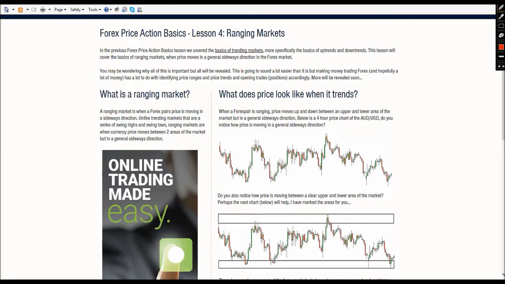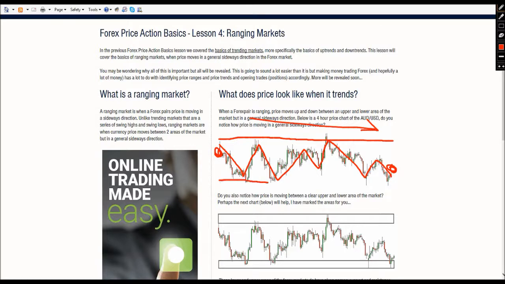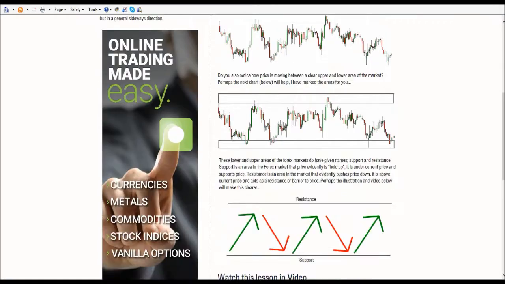Looking at the illustration here, we still have these swings in price, but they're actually moving in a general sideways direction. If we look at price at the beginning here and at the end, there hasn't been much movement. We're actually moving sideways. What's interesting about these ranges is that price generally moves between two areas of the market, and we can refer to these areas as support and resistance areas, but that will be covered in a later lesson. So let's look at some actual charts so this becomes clearer.